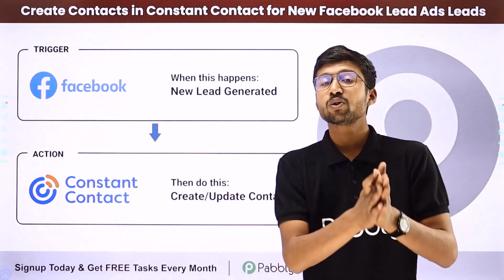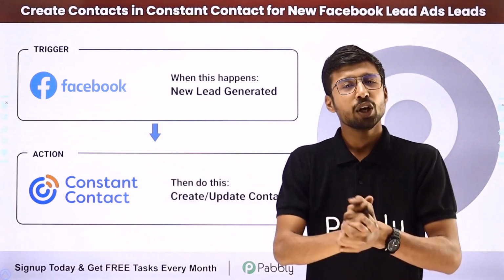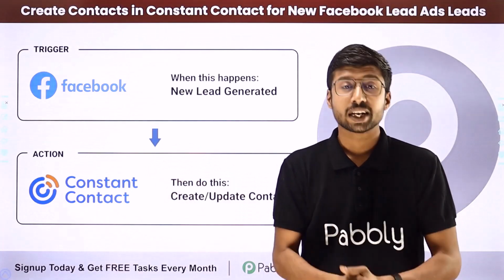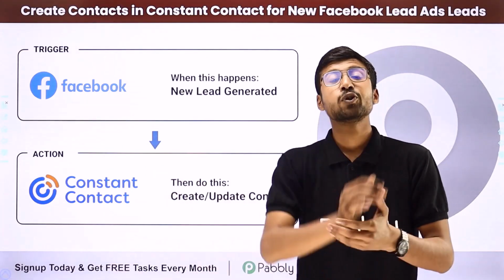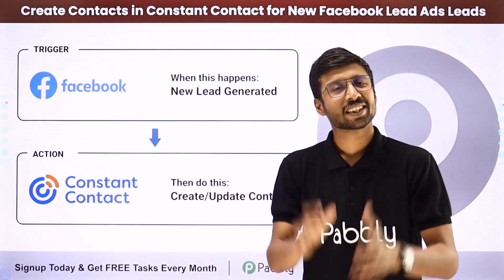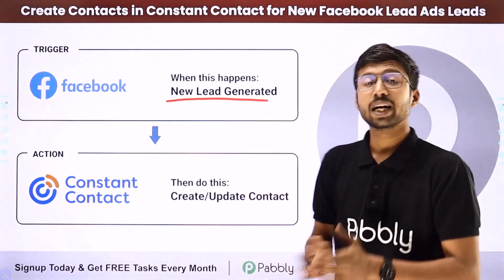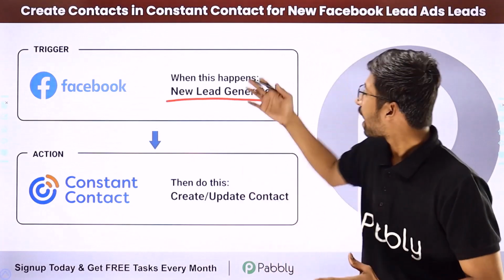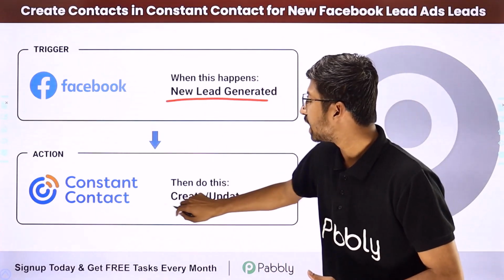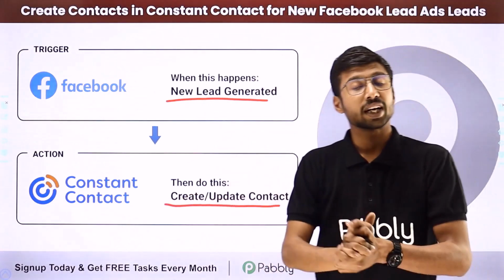Or if you already have those leads in your Constant Contact account, you want to update those leads, those contacts as well. So let me tell you, you can completely automate this process. The trigger of this automation will be generating a new lead on our Facebook Lead Ads campaign. An action will be adding the same lead, or updating the same lead, as a contact in the Constant Contact account.